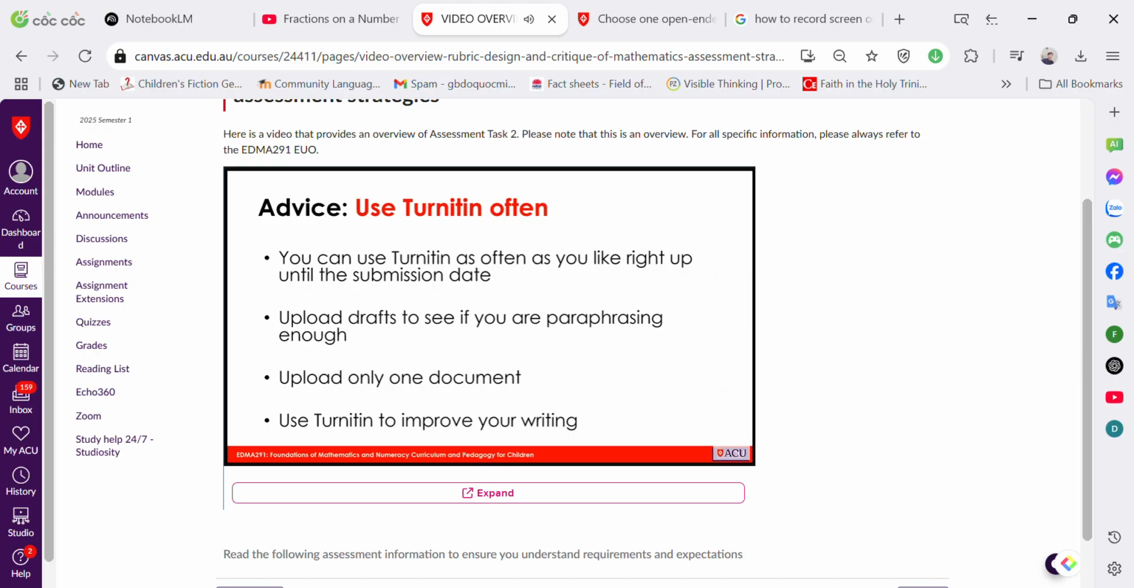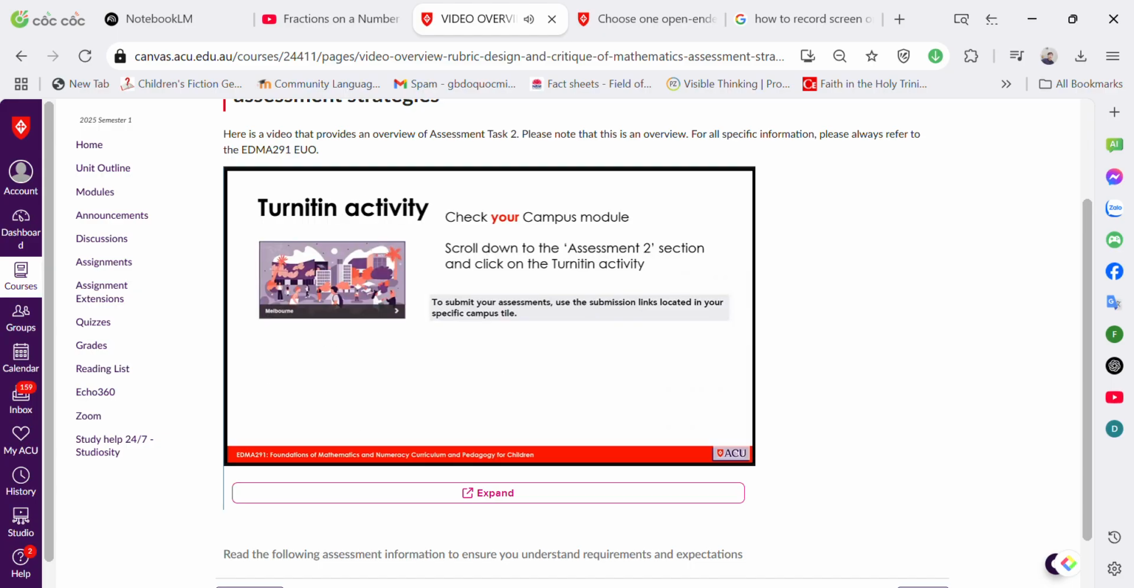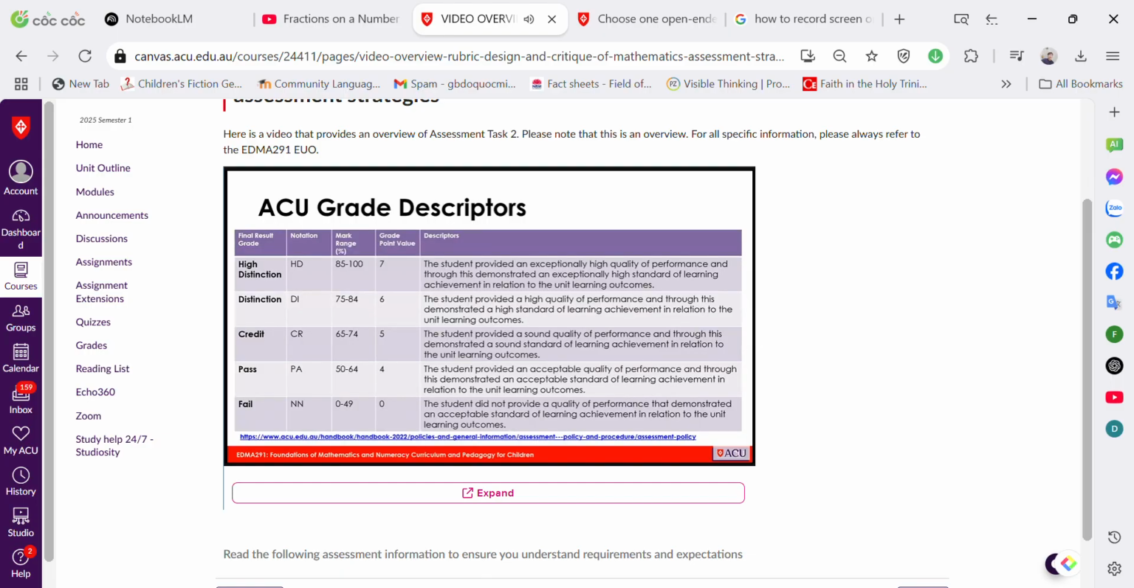You must upload in one document, and like I said, you're going to decide which partner is going to upload everything and which partner is going to upload just the critique of the assessment strategies. And make sure you start using Turnitin to improve your writing. You can use it as many times as you like. Put it in there, upload it, see what's coming up. Have I paraphrased enough? I want to avoid any kind of email that says, I need to talk to you about your Turnitin report. You want to avoid those kinds of conversations because they're not fun to have. When you're using the Turnitin activity, make sure you check your campus, scroll down to Assessment 2, and then you upload in there.